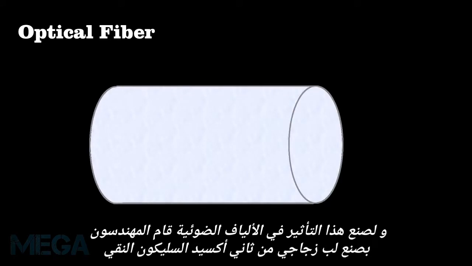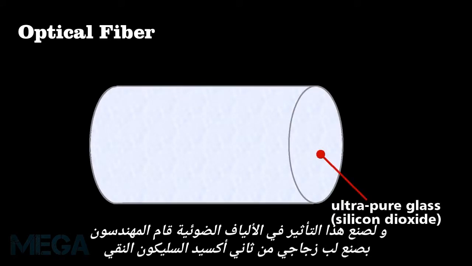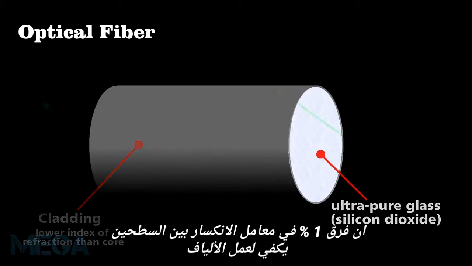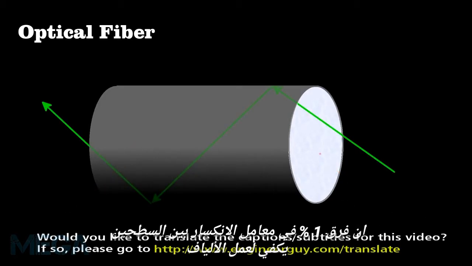To create this same effect in an optical fiber, engineers create a core of glass, usually pure silicon dioxide, and an outside layer called cladding, which they also typically make from silicon dioxide, but with bits of boron or germanium to decrease its index of refraction. A 1% difference is enough to make a fiber work.